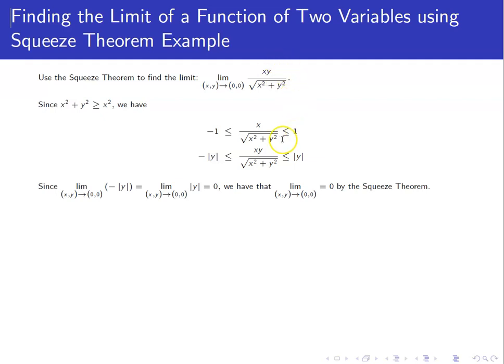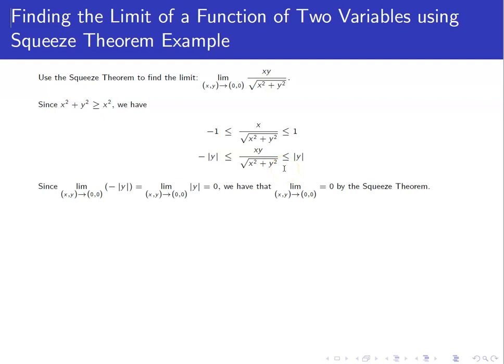So we can play around with this a little bit. Notice that the square root of x squared plus y squared is always bigger than or equal to the square root of x squared. If I simplify this, my x over the absolute value of x is either 1 or negative 1. If I add y squared, the fraction only gets smaller. So this fraction has to be in between negative 1 and 1.